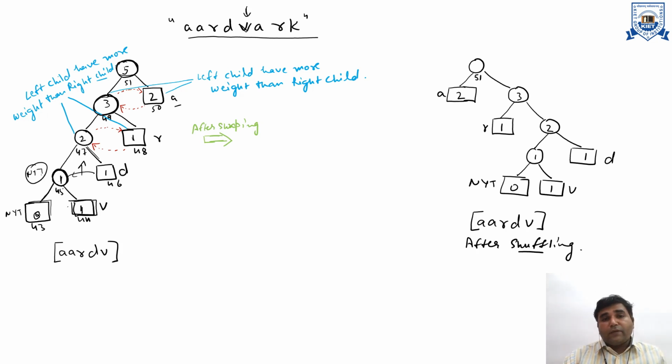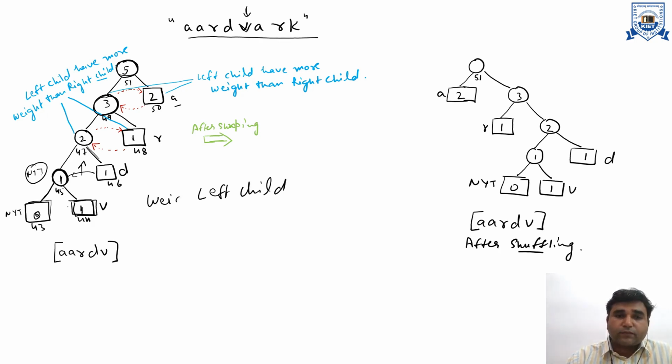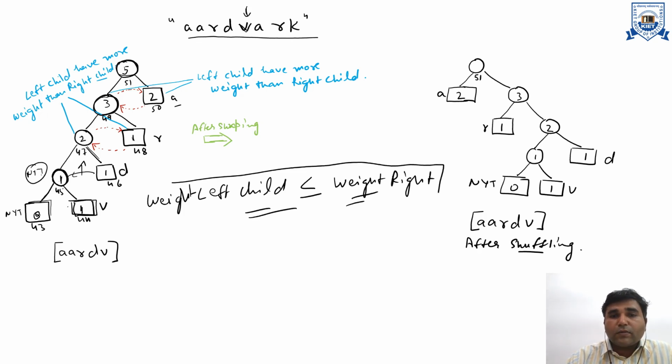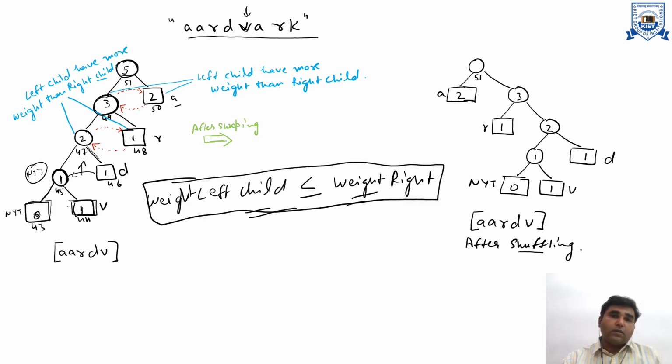But we should keep in mind that the weight of the left child should be less than or equal to the weight of the right child. This condition should be maintained in the overall process. We have to maintain this condition throughout, meaning the weight of the left child should be equal to or less than the right child.